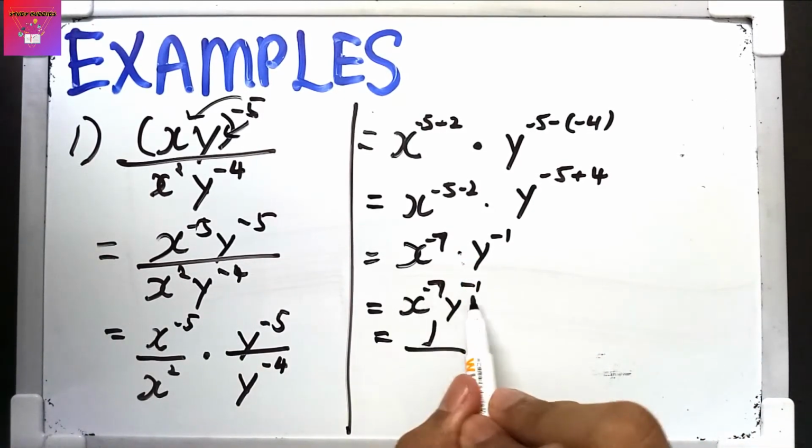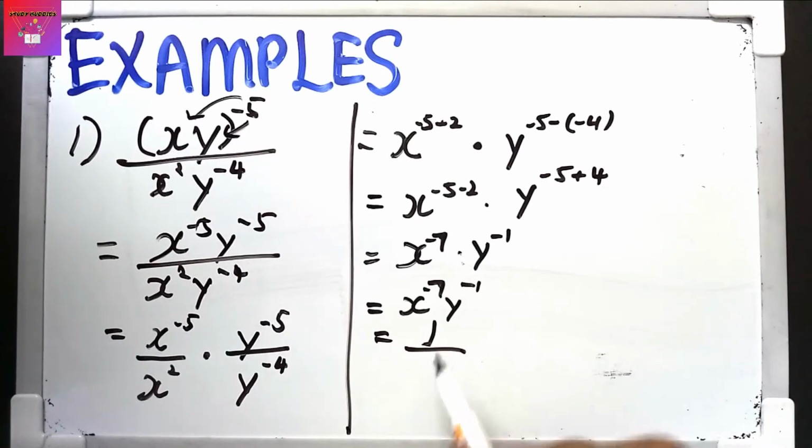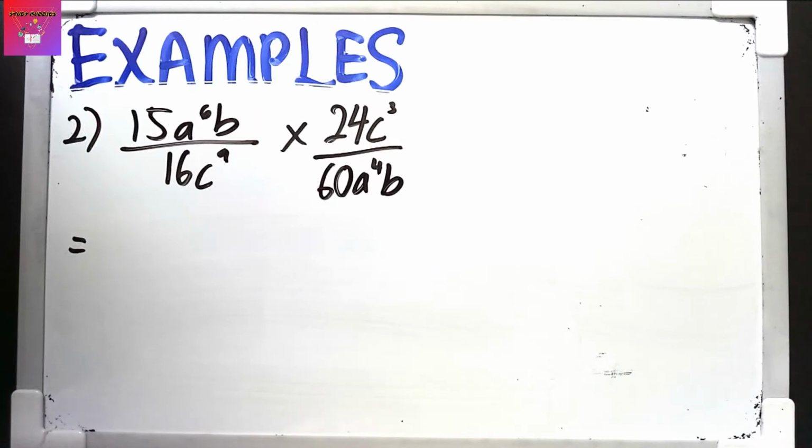So since you see both of them are having a negative, we have to immediately bring it down to a fraction. So it's 1 over x power 7 y. So I hope you get it clear. So now let's move on to our second example.